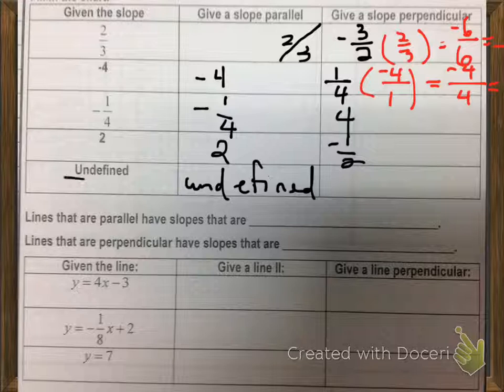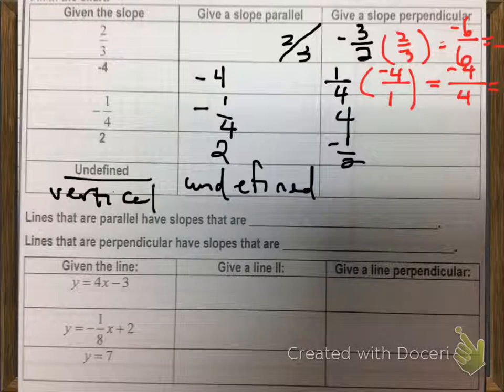Okay, what do we know about undefined slopes? What kind of line do we have? We have a vertical line. So what do you think the slope of a perpendicular line would be? 0. Because what's perpendicular to a vertical line? A horizontal line. It's got to be perfectly straight, horizontal. So that's always going to be the case. Horizontal, 0. Vertical, undefined.